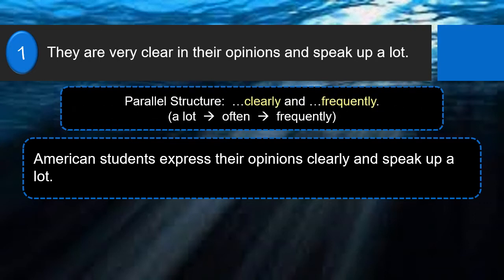The next thing I'm going to look at is parallel structure. The first half uses "clearly," an -ly adverb, so I want to use an -ly adverb in the second half. "A lot" is okay, but it's a bit informal. So how can we turn that into an -ly adverb? Well, "often," "frequently." American students express their opinions clearly and speak up frequently. And this is probably what I would do with this sentence.